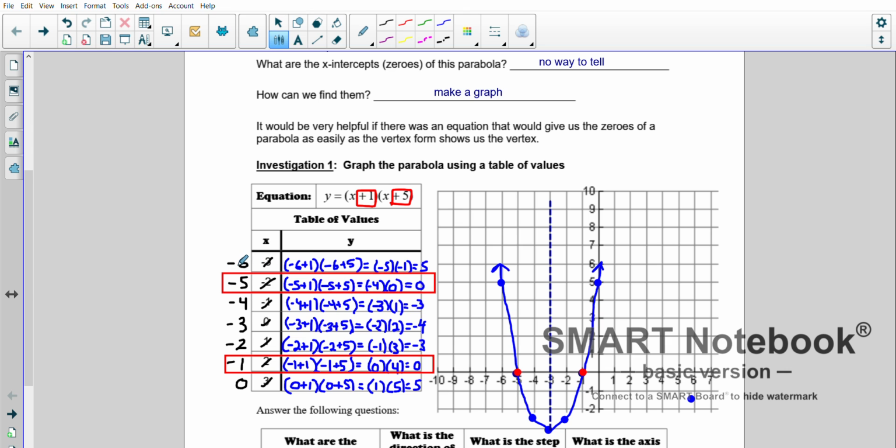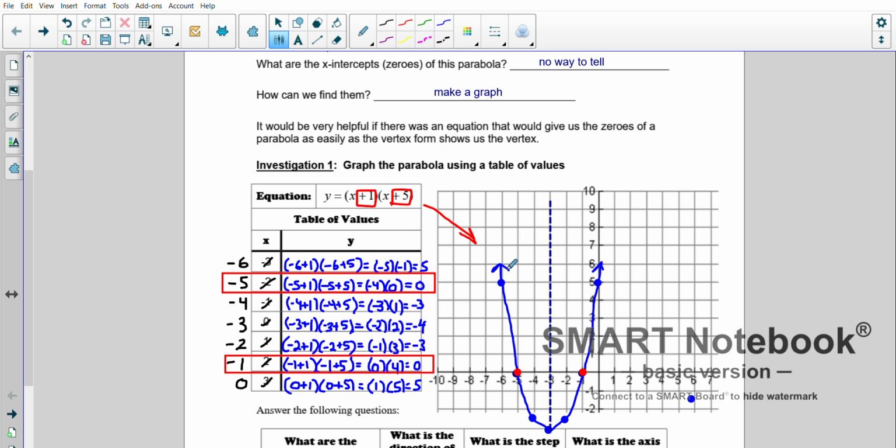You plug in -6, -5, -4, -3, -2, -1, 0. You do all the math here. These are your y values. So -6, 5 right here. -5, 0. -4, -3. -3, -4. -2, -3. -1, 0, and 0, 5. And sure enough, look at the shape of this graph. This equation produced a graph that is a parabola.